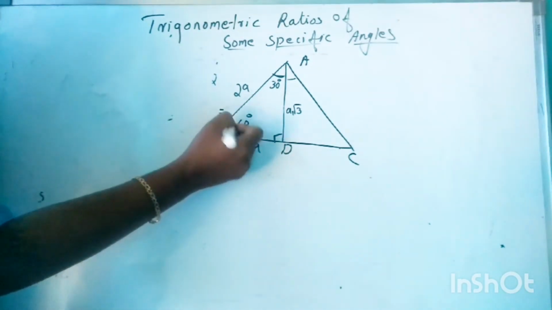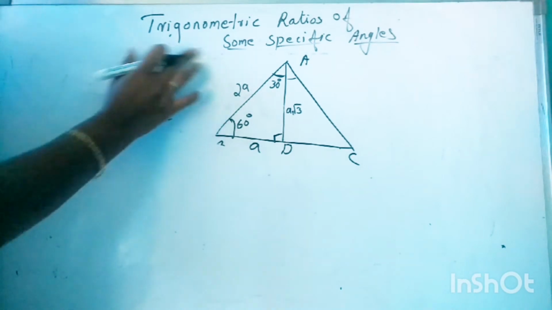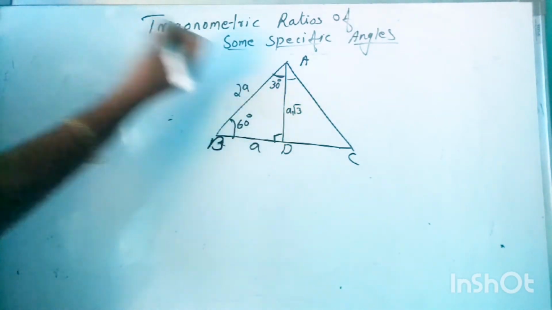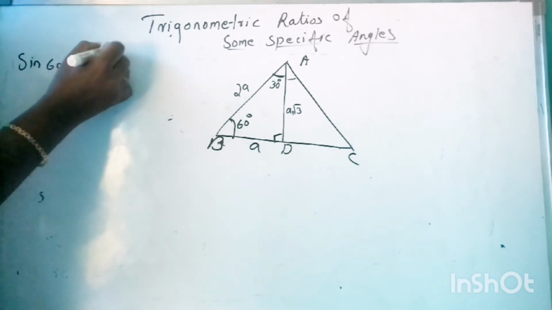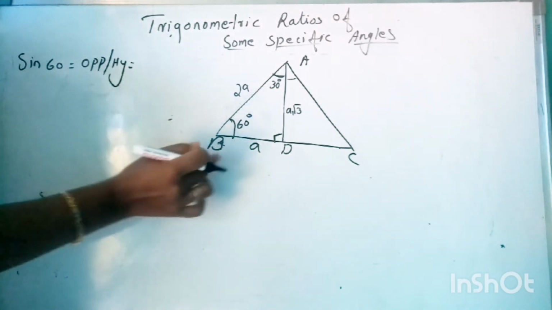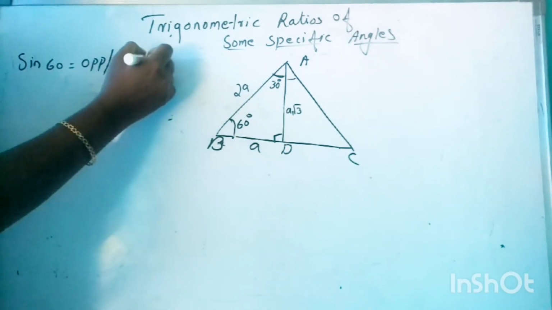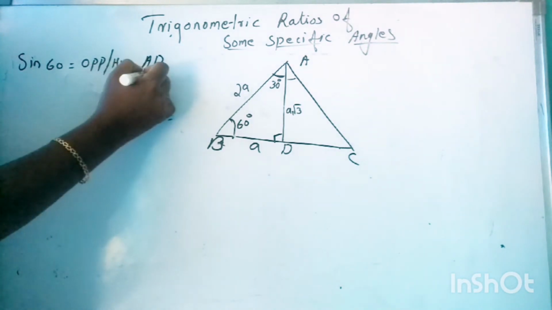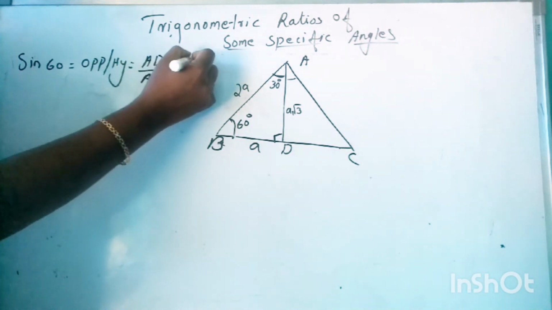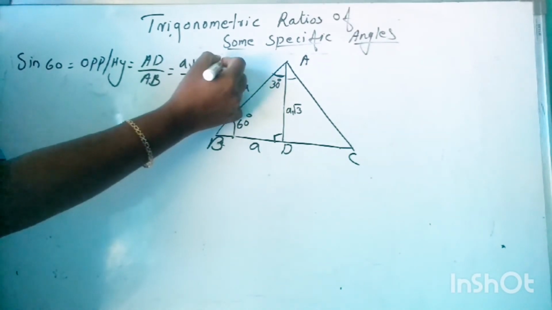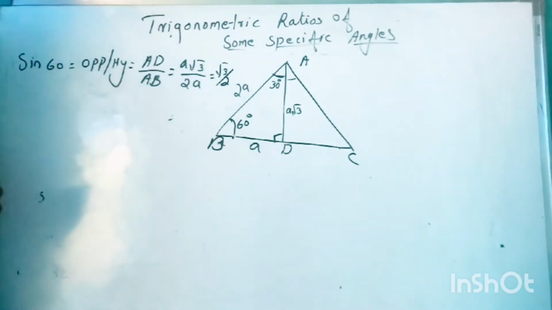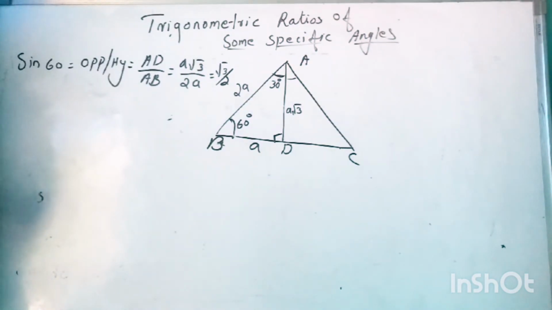So this is our 60 degree. Then sine 60 degree is opposite side divided by hypotenuse. That is the side which is opposite to it, AD, divided by AB, which is A root 3 divided by 2A. A and A get cancelled and we will have root 3 by 2. That is sine 60 degree.